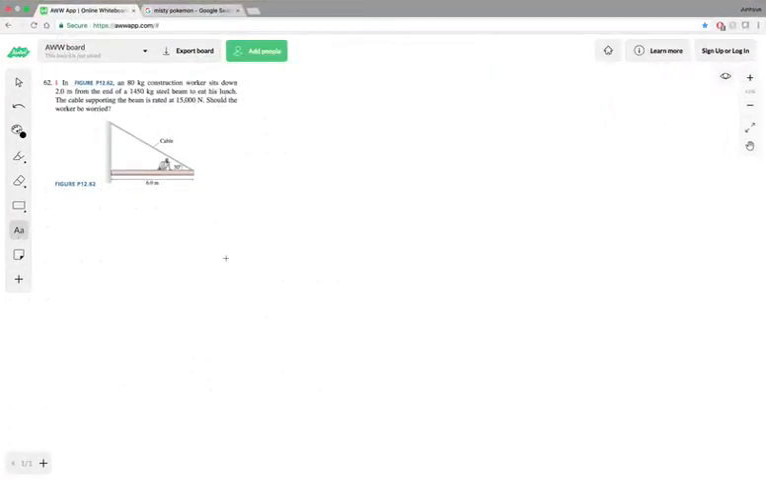Hello everyone, so I'll be talking about a static equilibrium problem that you might encounter in one of your exams or your homeworks or just any discussion sessions that you might have. So let's just jump right into it.